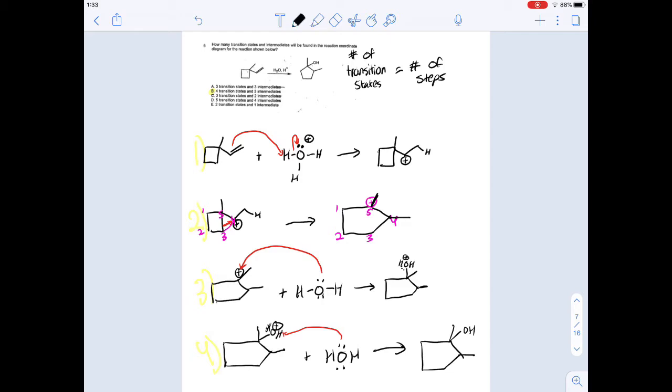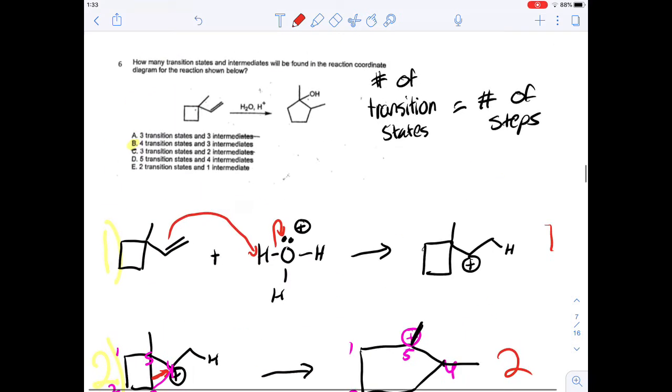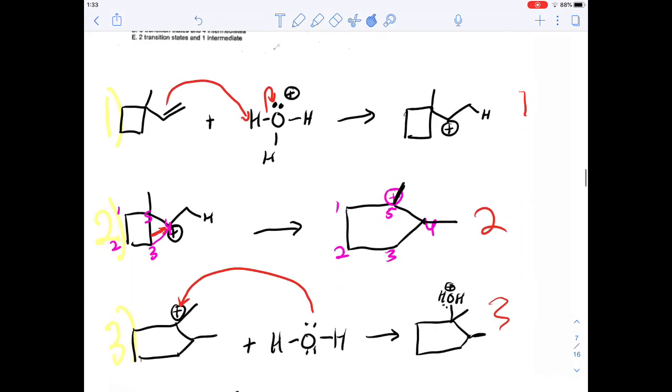But let's just count the intermediates. So the intermediates are going to be not the product and not the start, but these, right? So you have 1, 2, 3 intermediates in this case, because they're intermediates in your reaction. They're not the reagents, but they're also not the product. It's the intermediates of your reaction. So your answer for number 6 is going to be B. 4 transition states and 3 intermediates.